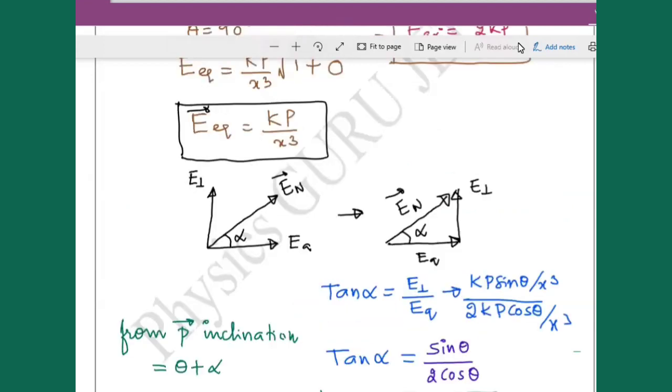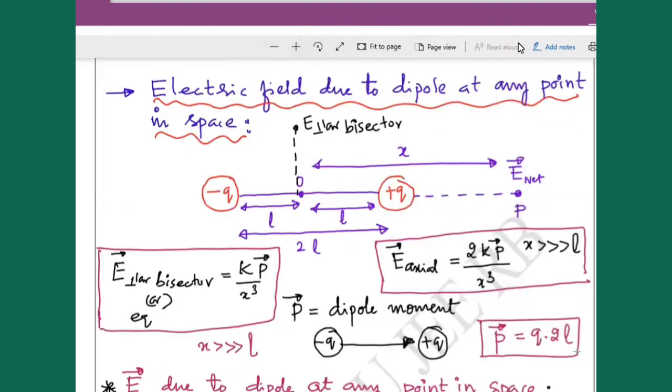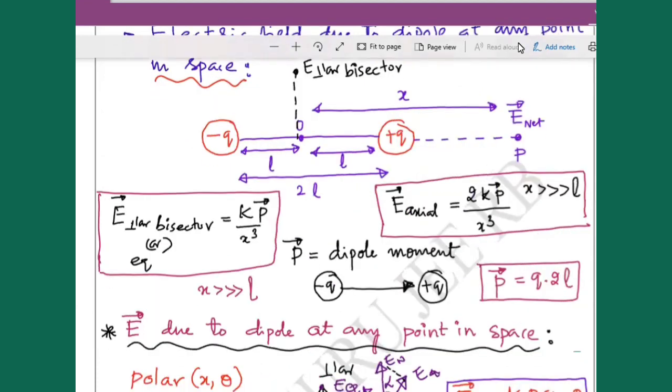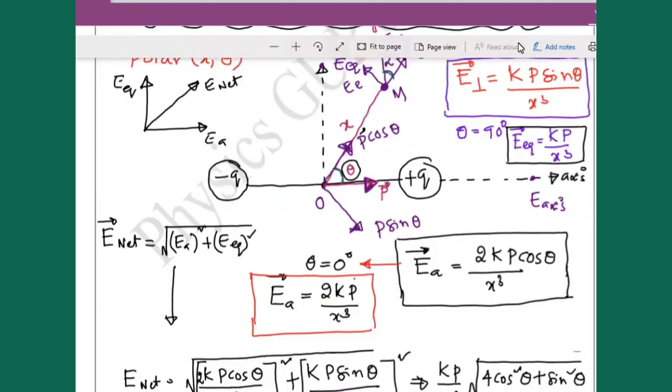This is the way, that's what we started: electric field due to dipole at any point in space. Hope it is clear till this point, everybody. So theta equal to 0, we get the axial case. Theta equal to 90, we get the perpendicular case. Hope it is clear till this point.